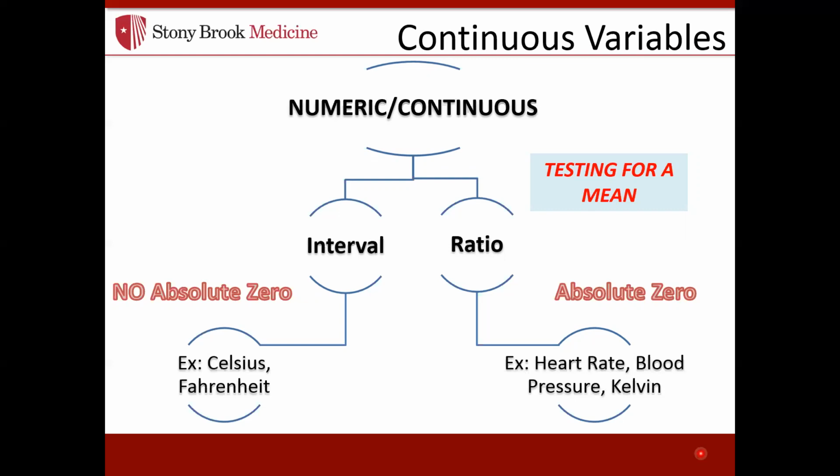Scales of this type can have an assigned zero, but it will not correspond to an absolute zero. So for example, your Fahrenheit scale. Ratio scale data, this is when the numbers have units that are equal in magnitude as well as rank order on a scale with an absolute zero. So your example for this would be Kelvin scale or heart rate or blood pressure.